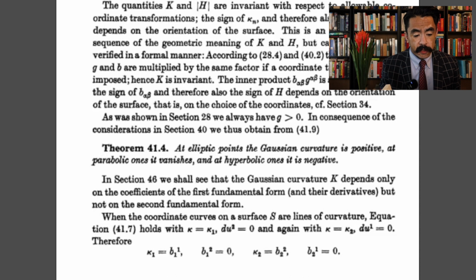When the coordinate curves on a surface, capital S, are lines of curvature, the equation b with a subscript alpha and a superscript beta times du alpha minus kappa sub n times du beta equals 0, where beta can be 1 or 2, holds with kappa equal to kappa sub 1, du2 equal to 0, and again with kappa equal to kappa sub 2 and du1 equal to 0. Therefore, kappa sub 1 is equal to b with a subscript 1 and a superscript 1, and b sub 1 with a superscript 2 is equal to 0, and kappa sub 2 is equal to b with a subscript 2 and a superscript 2, and b with a subscript 2 and a superscript 1 is equal to 0.